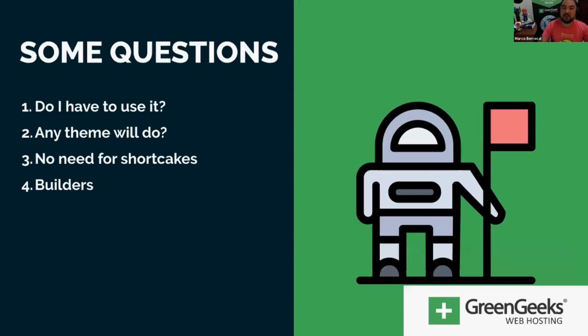So, some questions you may have about it. If you don't, that's good. Do I have to use it? The answer is no. You don't have to use it. The classic editor is still available. You can switch between the two. That plugin does exactly that. It allows you to switch from classic to Gutenberg and vice versa. So you don't have to use it.